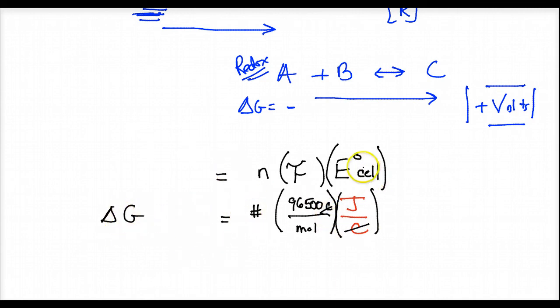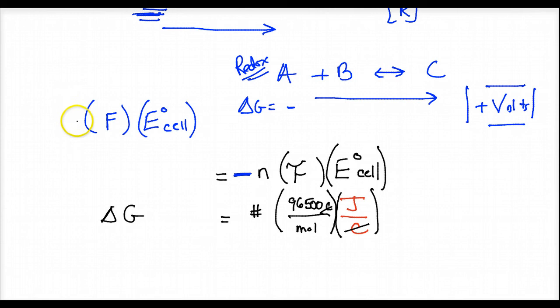However, wait a minute, positive volts would give me a positive delta G. That's not going to work. So we've got to put a negative sign here. So our new formula that connects net potentials for electrochemical cells is: take the volts that you get from your table, multiply by Faraday's constant, multiply by the ratio of electrons per particle, and put a negative in front. That's how we convert positive volts into negative delta G's, if in fact this is positive, right?